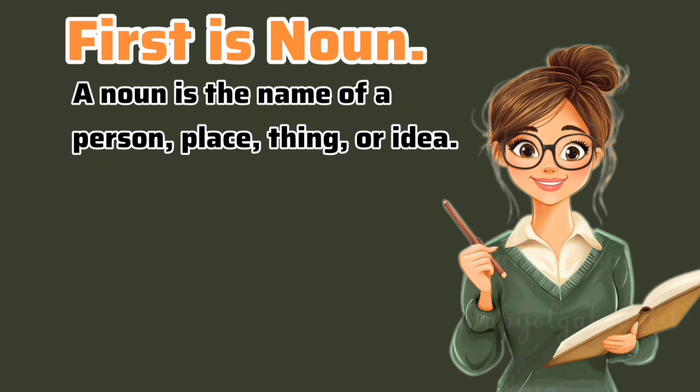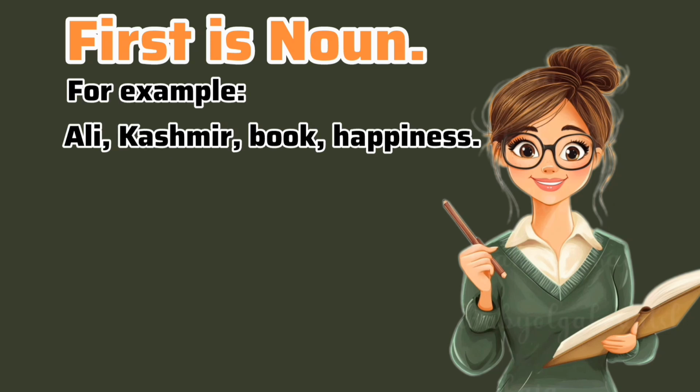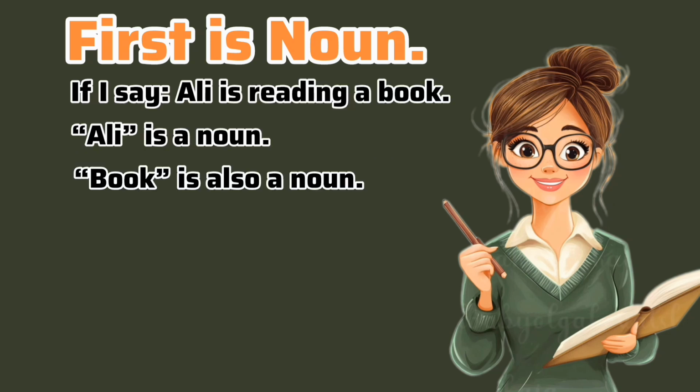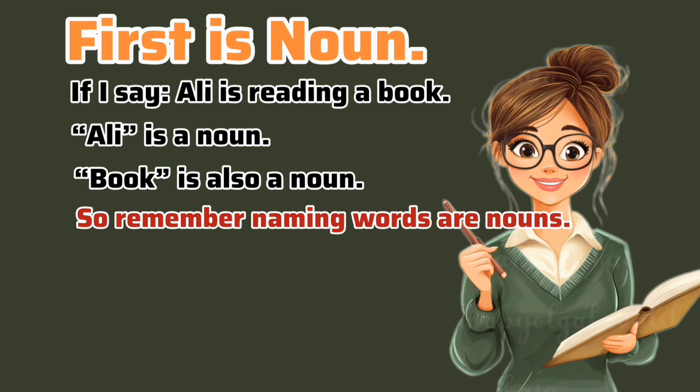First is noun. A noun is the name of a person, place, thing, or idea. For example, Ali, Kashmir, book, happiness. If I say Ali is reading a book, Ali is a noun. Book is also a noun. So remember, naming words are nouns.